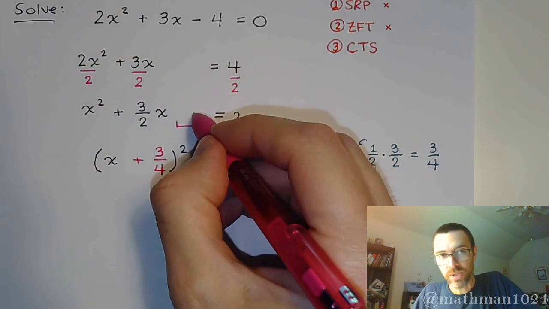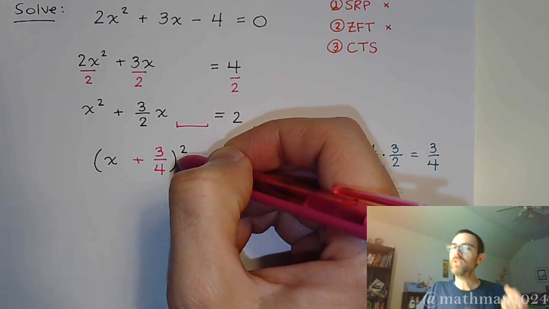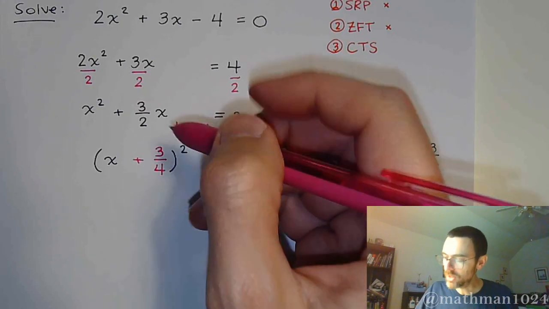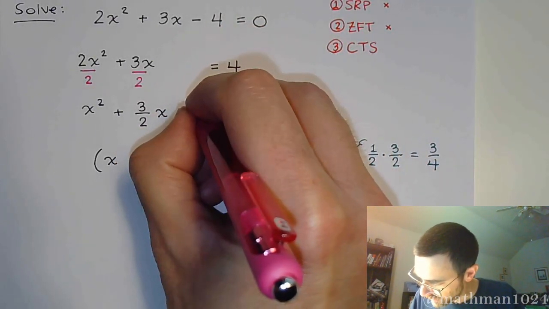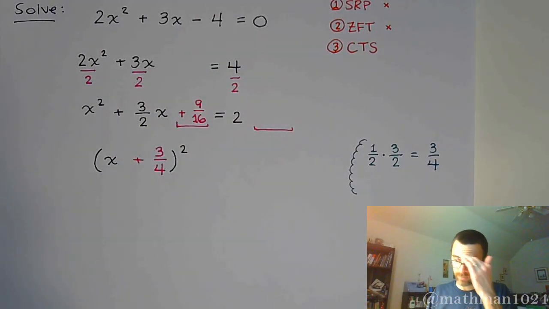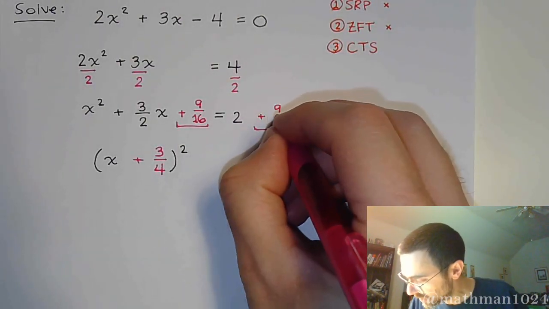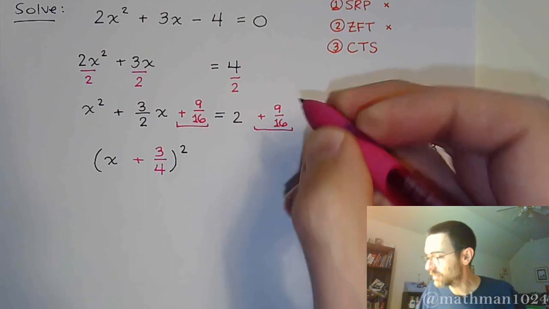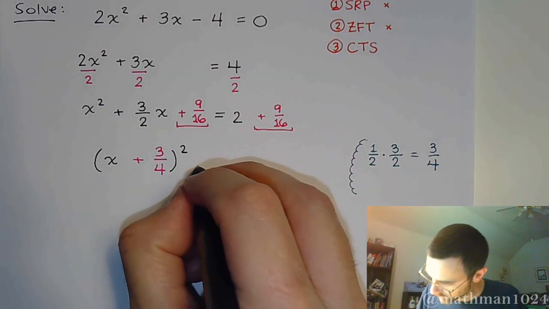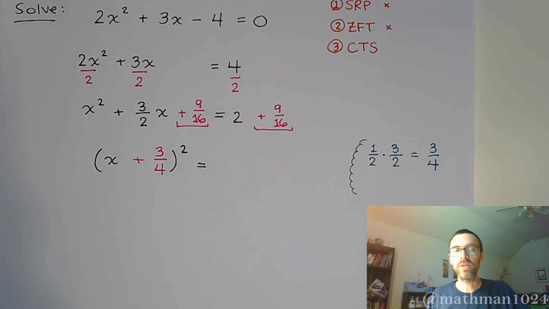So to figure out what goes here, it's all a matter of squaring this number. Don't worry that it's a fraction. Fractions are numbers too. And in order to square a fraction, you square the numerator, 9, and you square the denominator, 16. See? That wasn't too bad. And now we add 9 over 16 to the other side to maintain balance. Again, it may take more time because there are fractions involved, but it's not impossible.